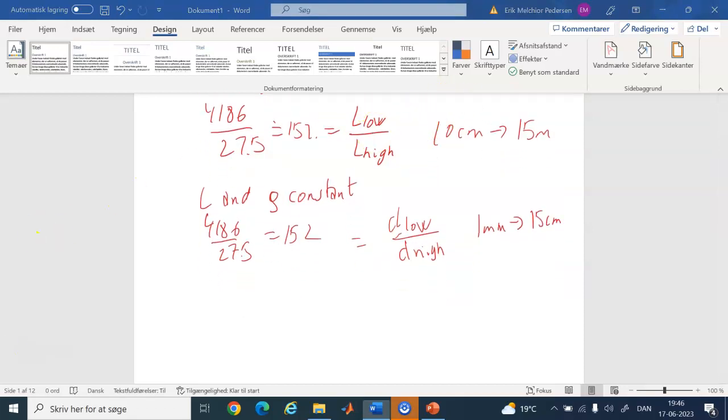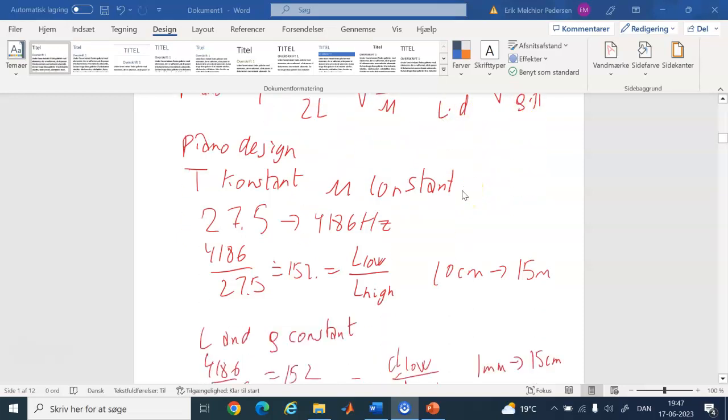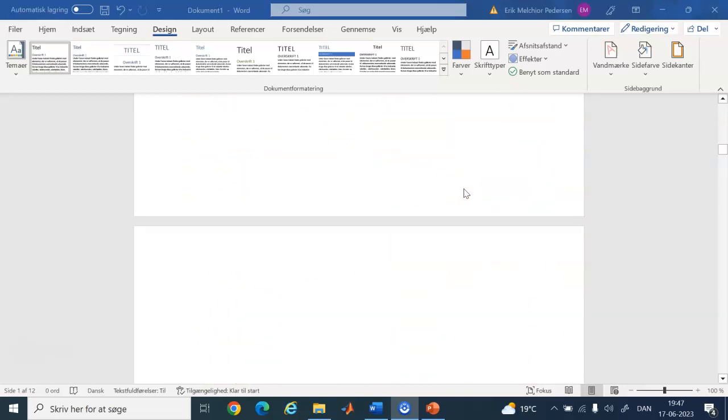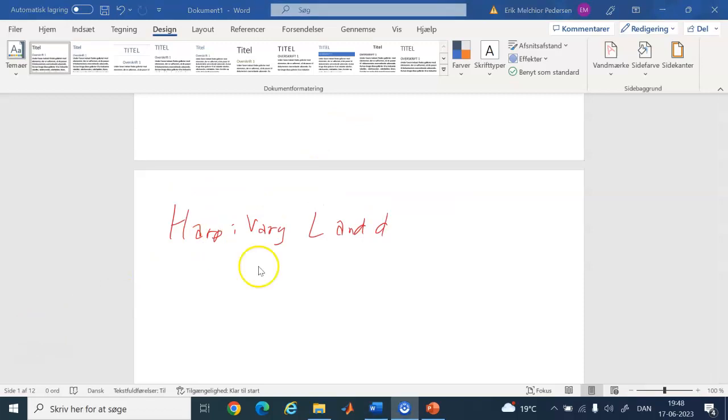And then in a harp, both the length L and the diameter are varied. So harp varies L and diameter. We can vary D and the mass density in the bandura.